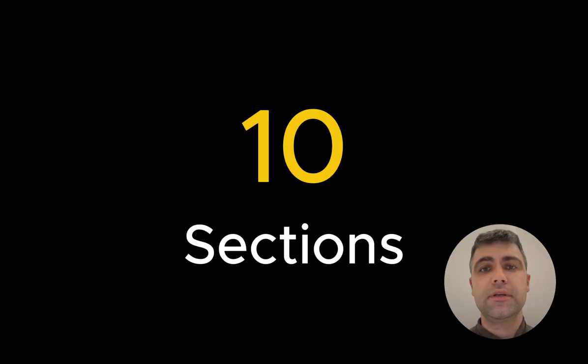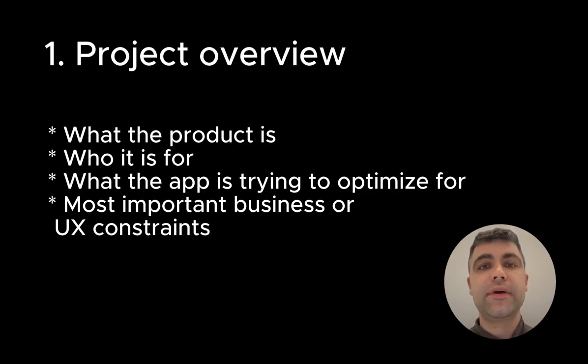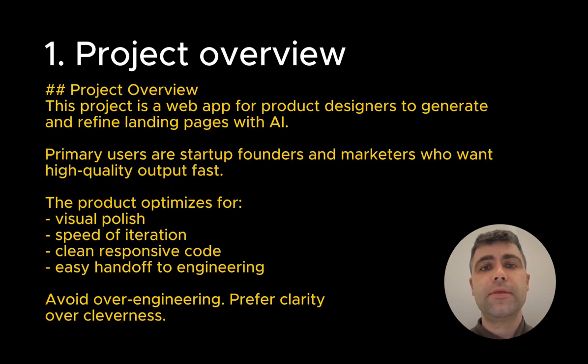Every project is different, and it's impossible to provide a one-size-fits-all structure for the CLAUDE.md file, but it's still possible to name 10 key sections that will be relevant to most projects. And the first section is Project Overview. This is the highest value section that creates context for Claude. In this section, you should explain in plain language what the project is, who it is for, and the most important business or UX constraints. Try to keep this to a few paragraphs. And here is an example for your reference.